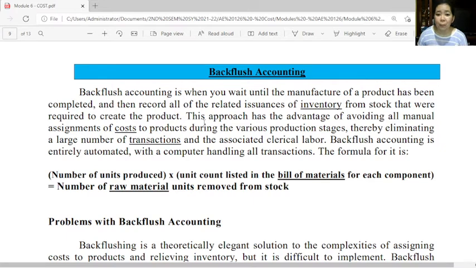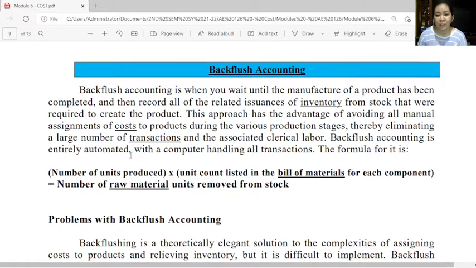So this approach has an advantage of avoiding all manual assignments of cost to products during the different stages of production, and we can eliminate a larger number of transactions and also clerical labor as well. Backflush accounting is entirely automated, okay, and the computer is the one who is handling all of the transactions.